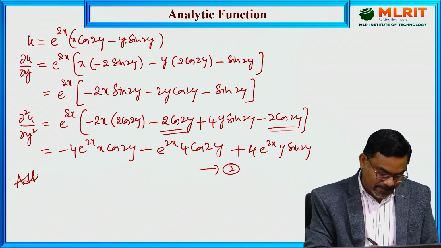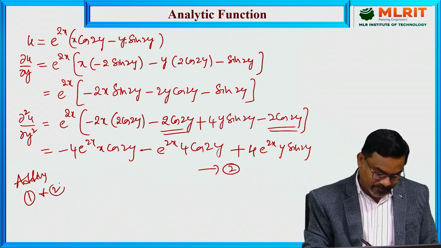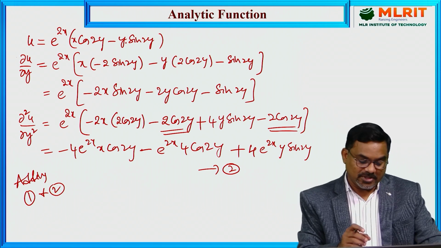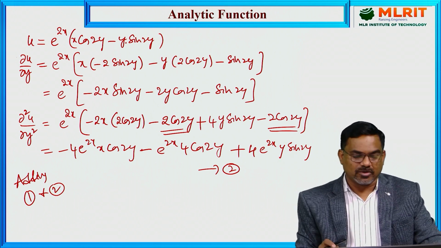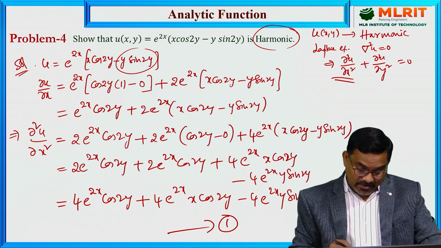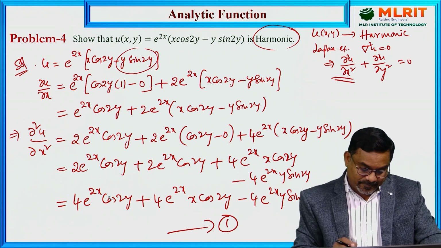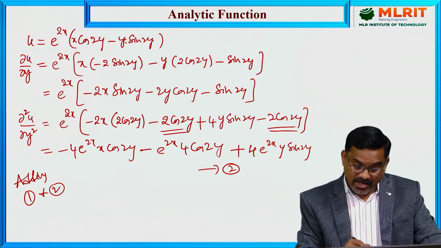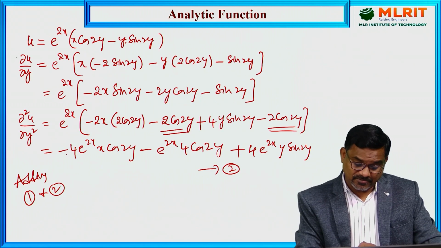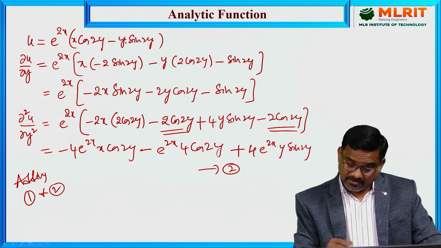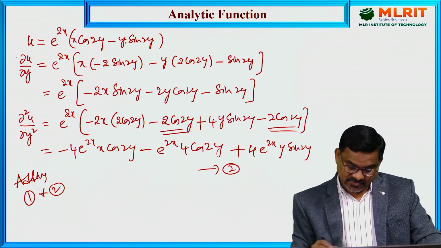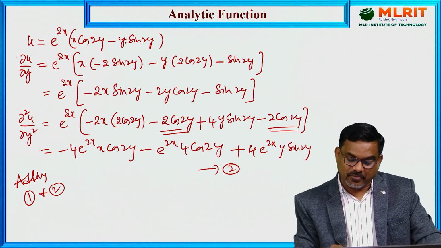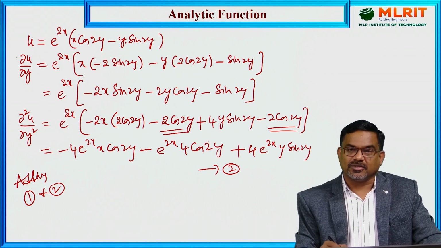Now adding 1 and 2. Let us check whether by adding 1 and 2 we get 0 or not. Now let us go to the previous one. 4 e power 2x cos 2y. Here also this is with minus sign. So for both, here we have 4 e power 2x cos 2y and minus 4 e power 2x cos 2y. So these two get cancelled.